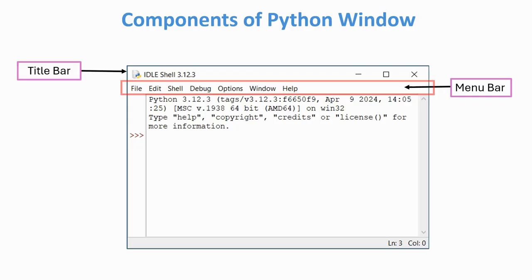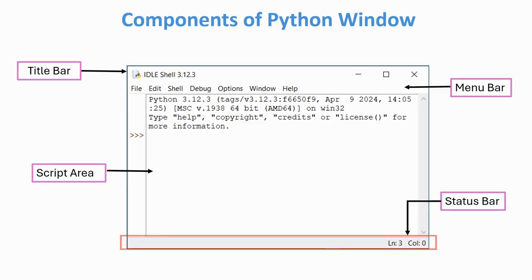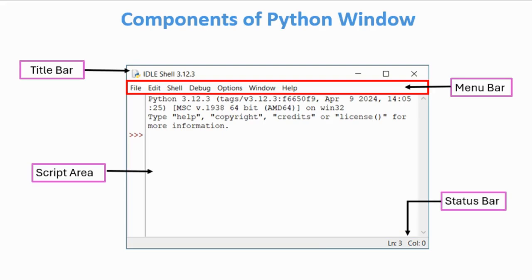Help menu. It provides help related to different topics of Python. Other menus are Debug menu, Shell menu, Options menu, and Windows menu. Next component is Script area. This is the area where you type your code. And Status bar. It tells you the current status of your control on the window. These are the components of a Python window.